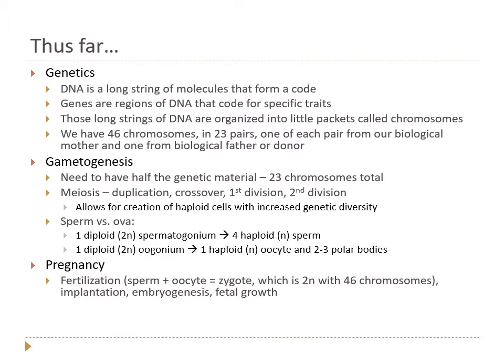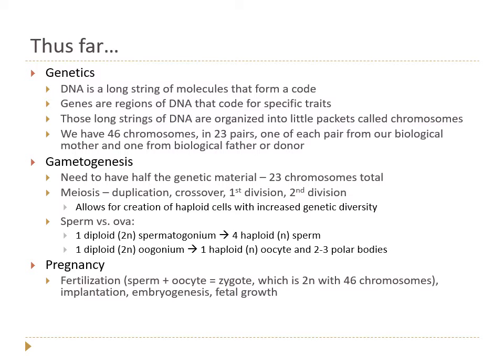When we produce gametes, we need to make those halved cells, those haploid cells with only 23 chromosomes. So we do the process of meiosis. And in sperm, we end up with 4 haploid sperm from every progenitor cell. But for oogenesis, we're only going to end up with 1 mature oocyte, and then the rest are shed as polar bodies.